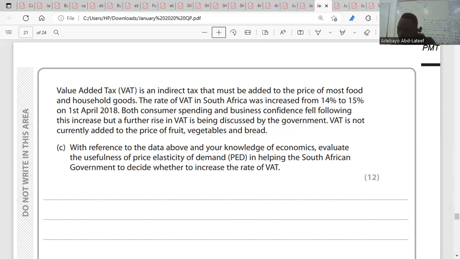PED may also help government to decide whether to increase VAT again or not. Here they said government is trying to increase VAT, yes or no? So with the calculation of PED, government might be able to decide either to increase VAT or not to increase VAT, because it would show in the revenue government is making. If businesses are complaining about it, then they should not increase the VAT. They should just leave it the way it is or reduce it.